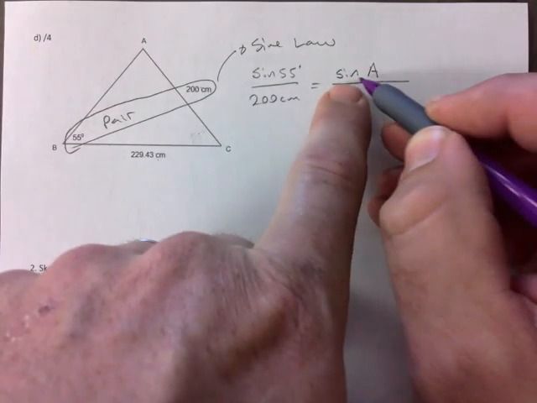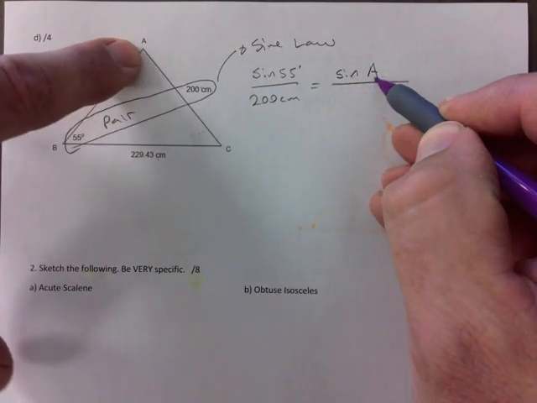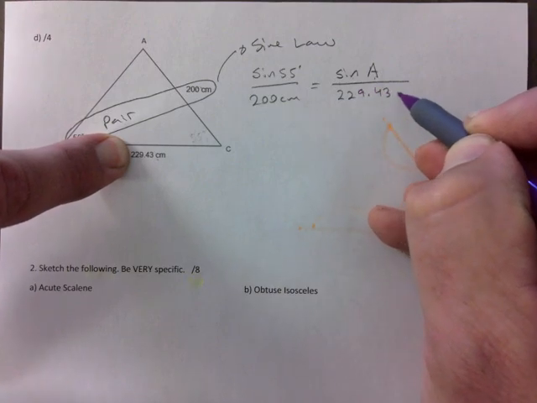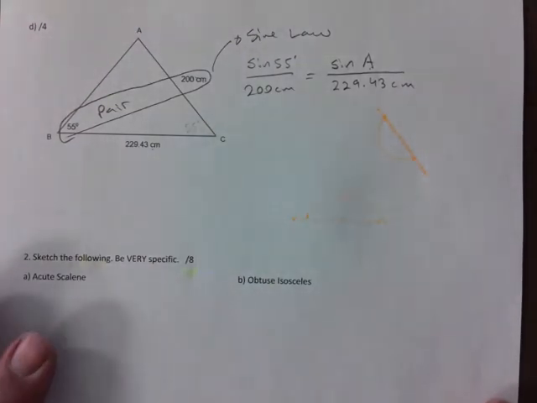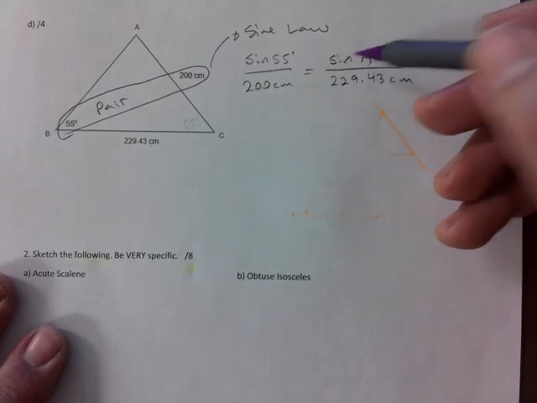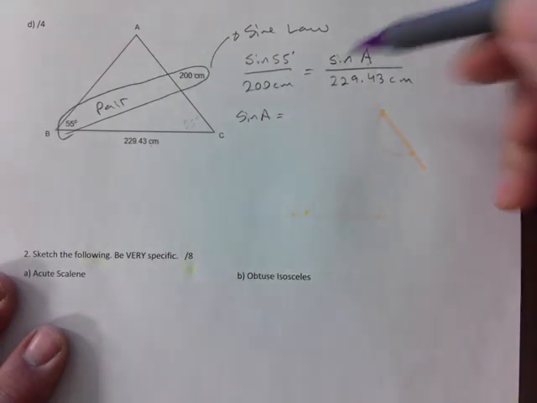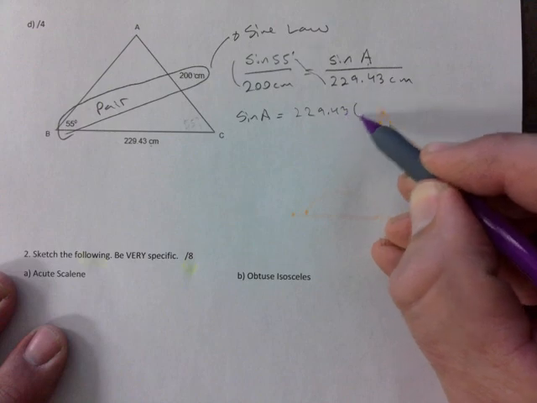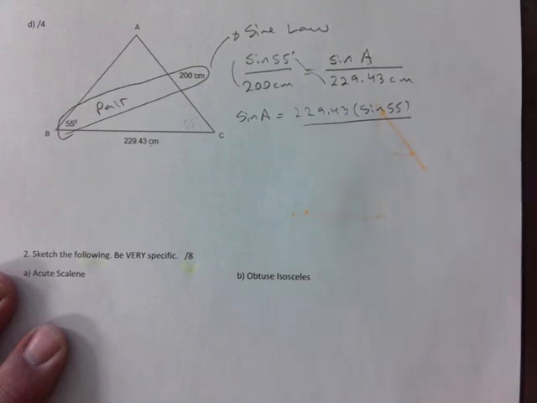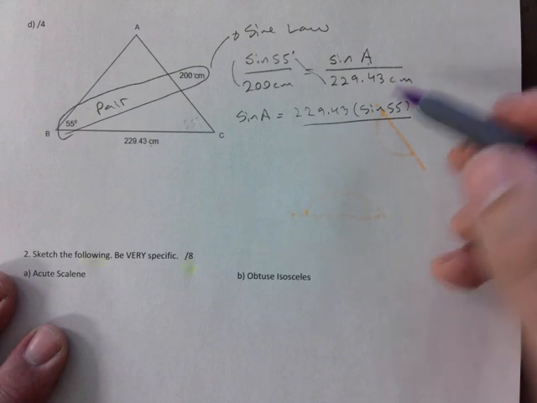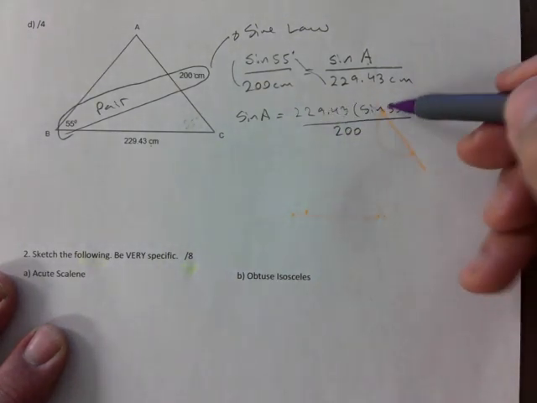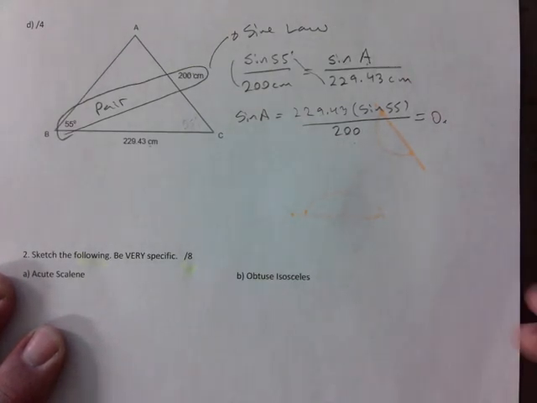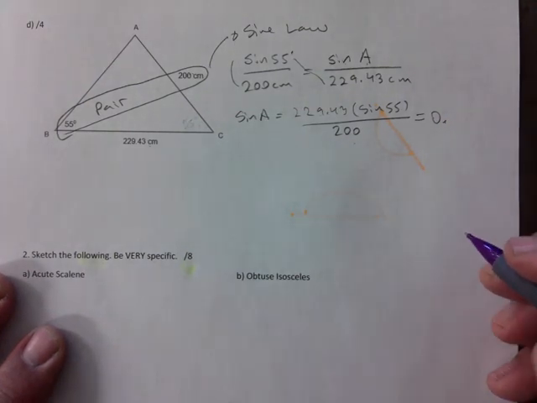Okay, sine of A. You gotta have sine attached to the angle. You don't know what that angle is, but you do know the side across from it. And you got to pair them up like this, or else you will get it wrong. Okay? Don't remove sine. Sine of A. And you multiply and you divide. So you go 229 over 43 times sine of 55. Go ahead. Divide by 200. You multiply, you divide, you get 0.9396.